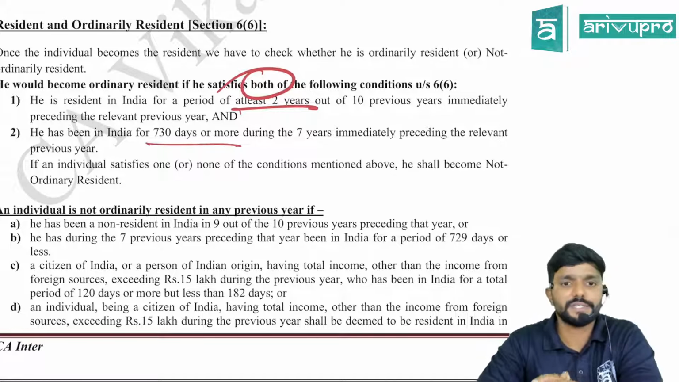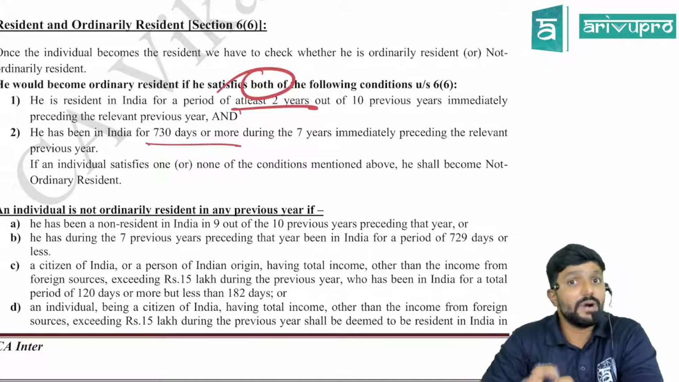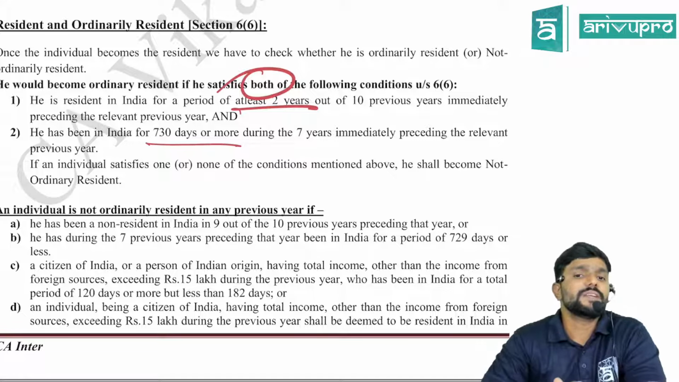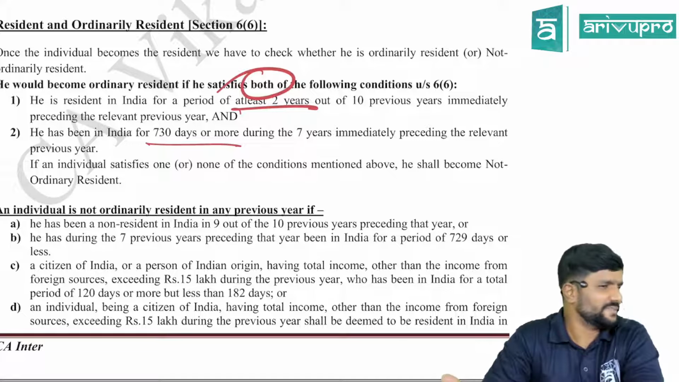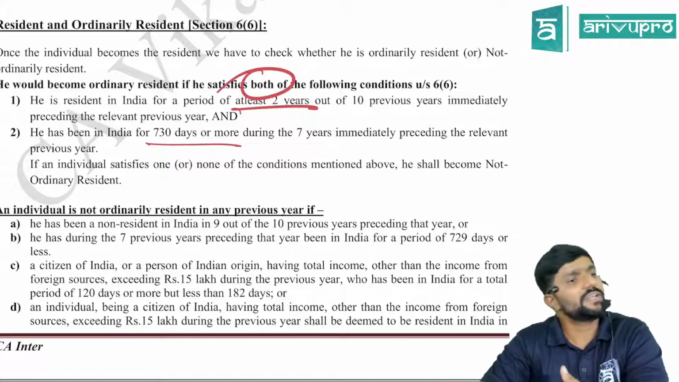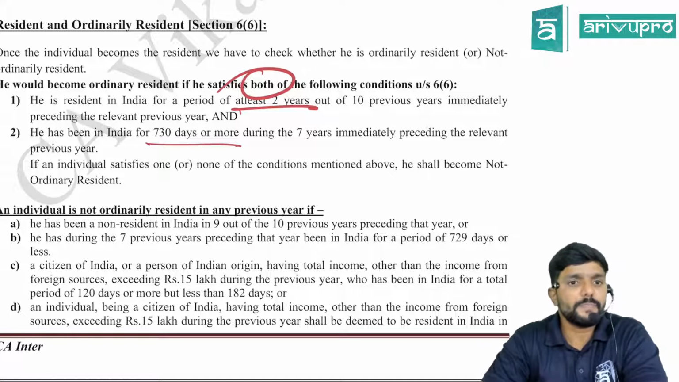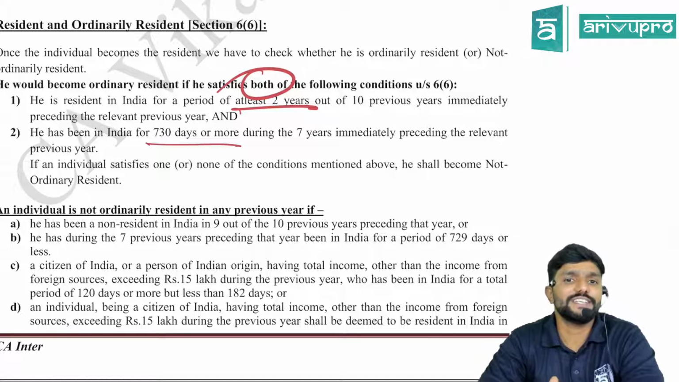Next, if an individual satisfies one or none of the conditions mentioned above, what will he become? Not ordinarily resident. Resident, but not ordinarily. Sir, what if he satisfies both? Ordinarily resident. Sir, one should satisfy the basic as well as the additional conditions in order to be ordinarily resident. Both have to be satisfied if you have to become an ordinarily resident.